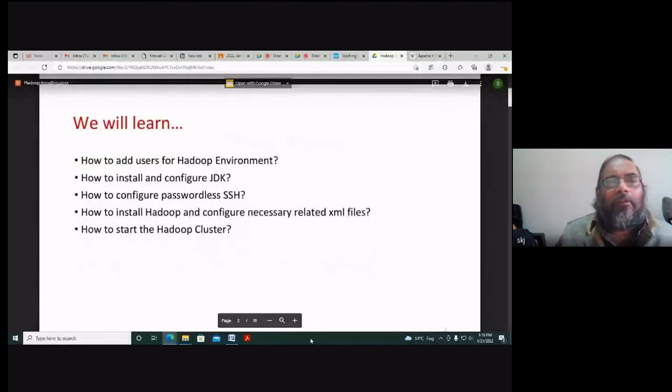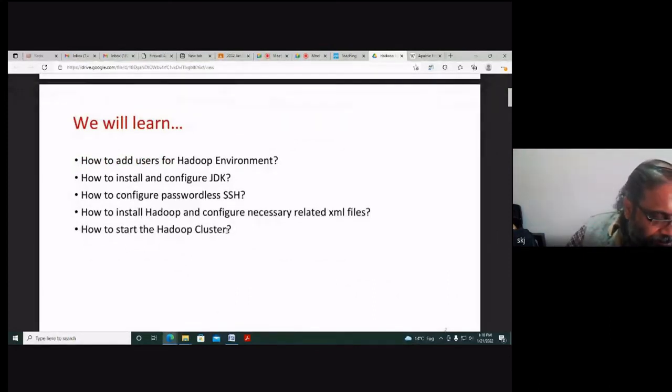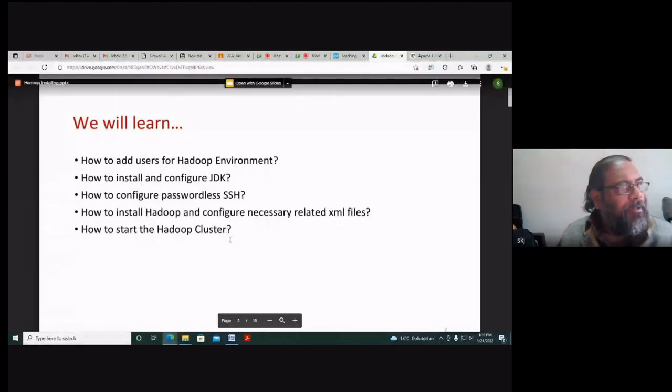We will learn how to add users. Installation of Hadoop is not straightforward. We can install Hadoop in three different modes. One mode is a single standalone machine. Second is pseudo cluster on the same machine. Third is fully distributed, that means a full-fledged production level installation. So all of you try to install on a single standalone machine.